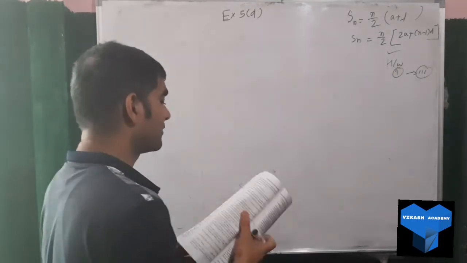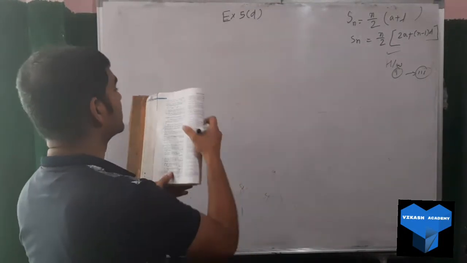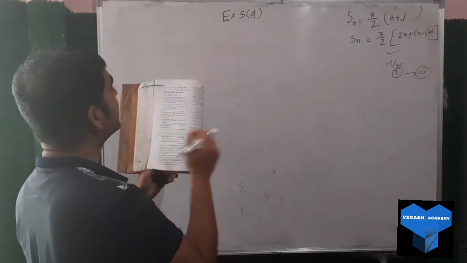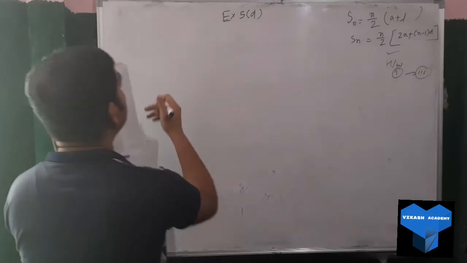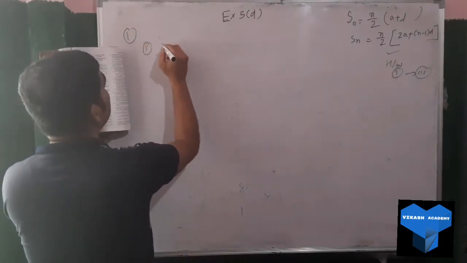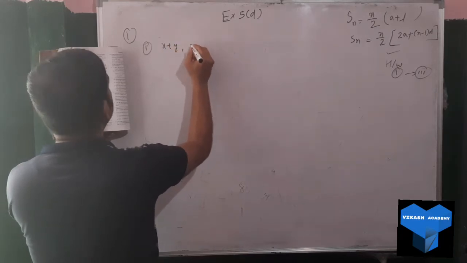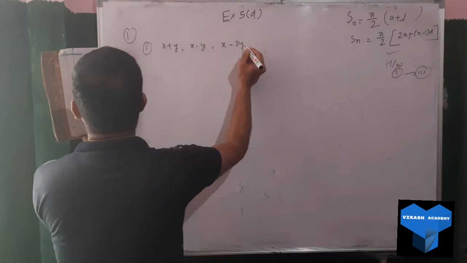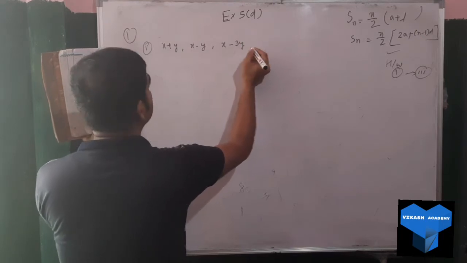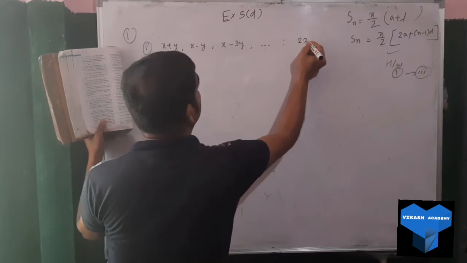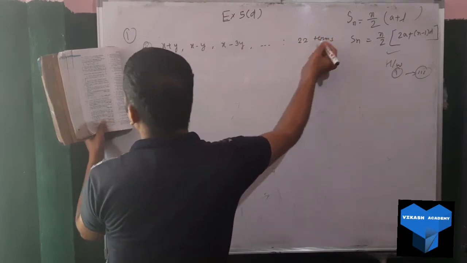We have questions up to question 5, so let us try one more question from here. Number 5, we will try from 1 to 5. We have x plus y, then x minus y, then x minus 3y, x plus y, x minus y, x minus 3y, and the total number of terms is 22. Let us see what we are getting.